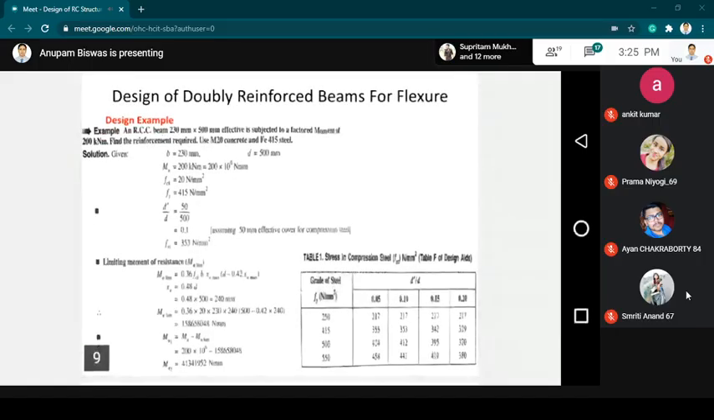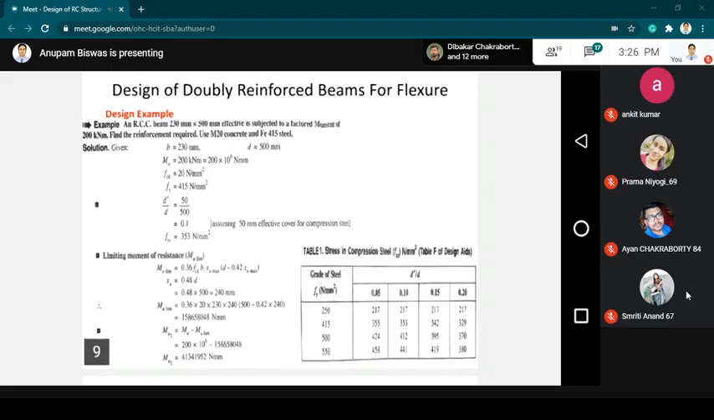So let us discuss a design example for the flexure of a doubly reinforced beam. An RC beam of size 230 mm by 500 mm is subjected to a factored moment of 200 kN meter. We have been asked to find the reinforcement required for grade of concrete M20 and considering Fe415 steel.